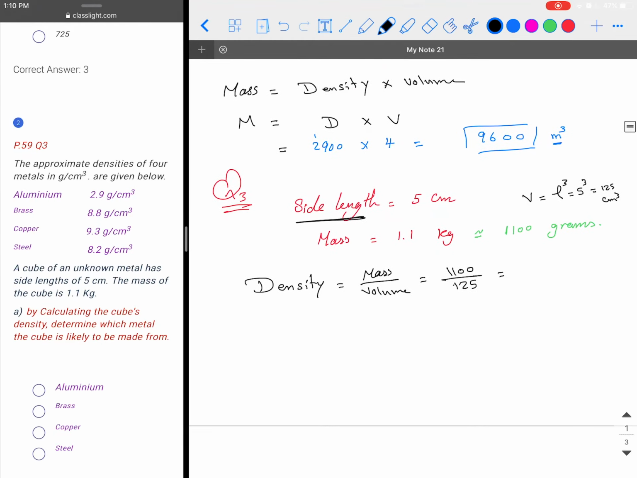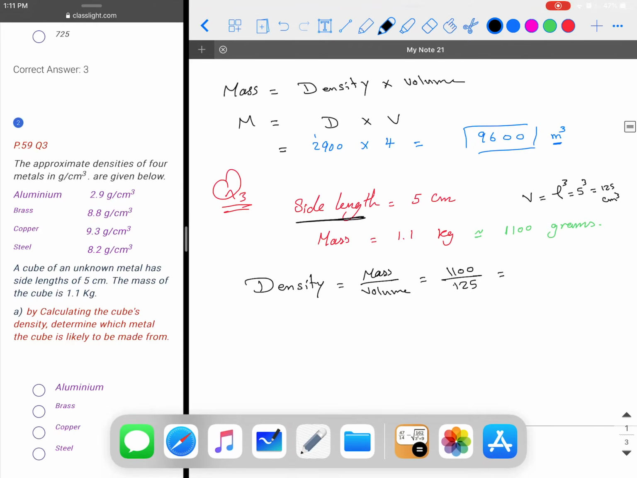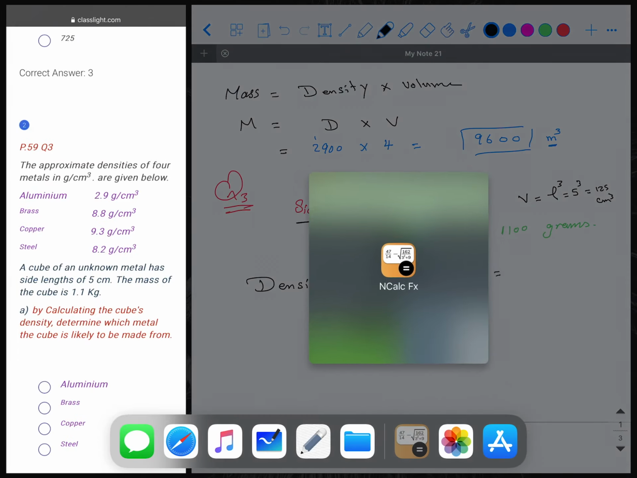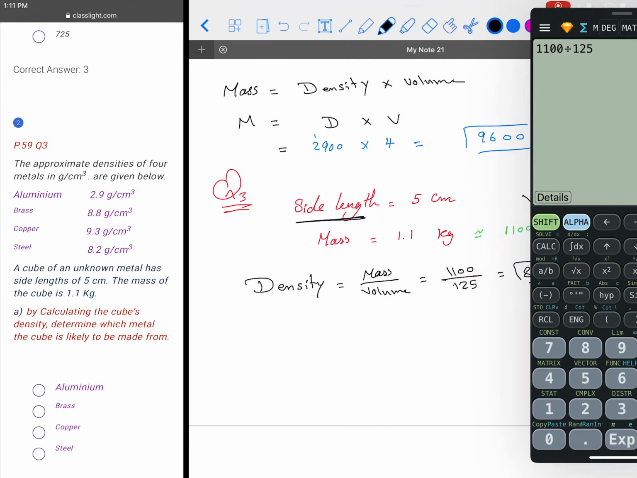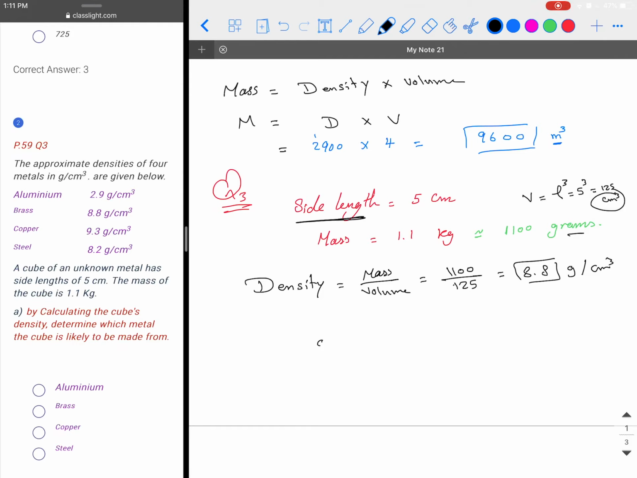Use your calculator to calculate this one. So it's 1100 divided by 125. You will get 8.8. Of course, the unit is gram per centimeter cube. This is our result, 8.8. What is this for? Yeah, exactly, for brass. So the answer for question number A is brass.